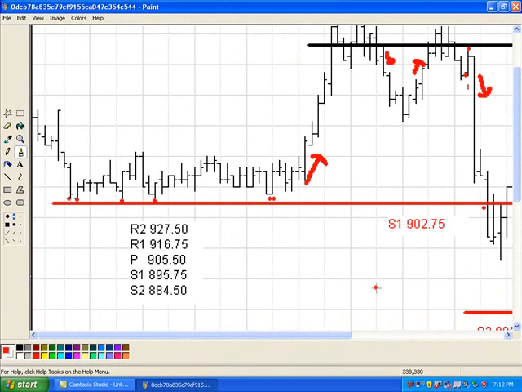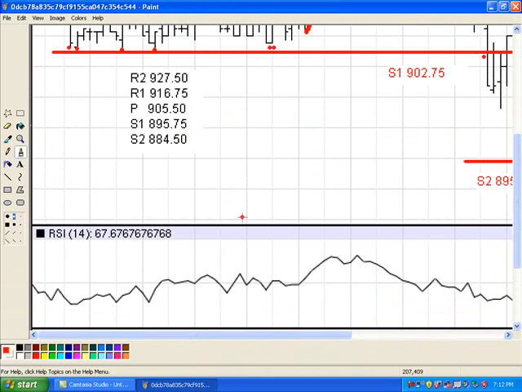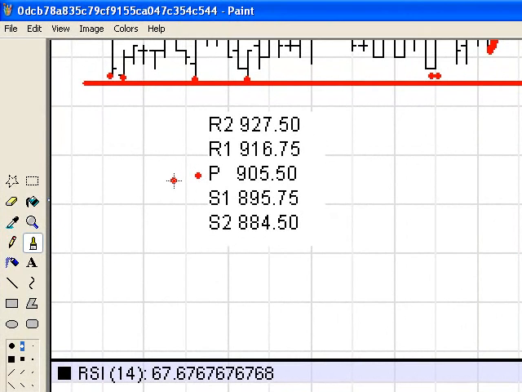For Wednesday, I'm looking at the pivot level of 905 and a half. Market settled at 906.75. We need to stay above 905 and a half for a bullish market. Below 905 and a half in the June Mini S&P is considered bearish. I have the first line of resistance at 916.75, the second line of resistance at 927 and a half. For support, I'm looking at the first level of support at 895.75, the second level of support at 884 and a half.